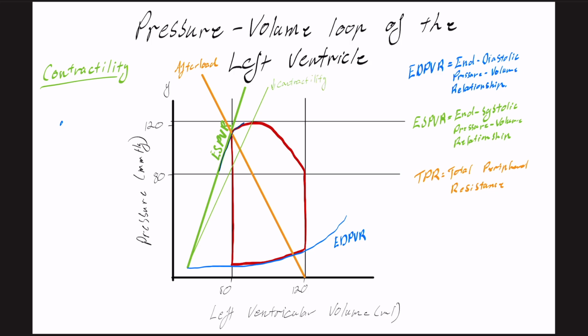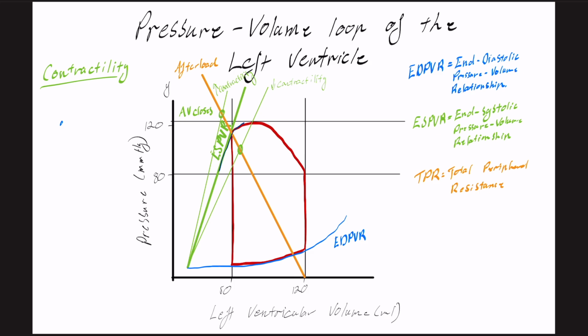So if we draw the line as less steep, this would be decreased contractility. And the more steep it is, there's higher contractility. And all other parameters are kept the same. So again, the important point here is where the afterload crosses the contractility line, or the end systolic pressure volume relationship line, which represents aortic valve closing.